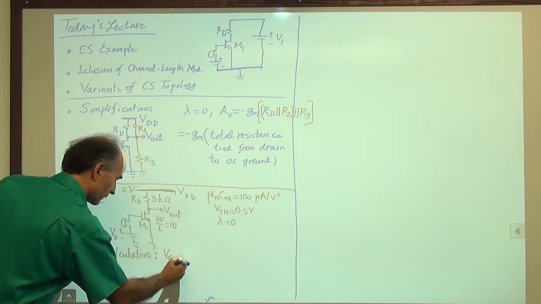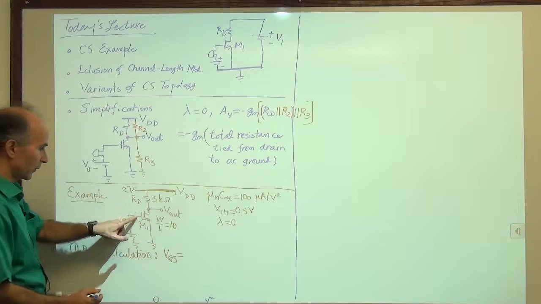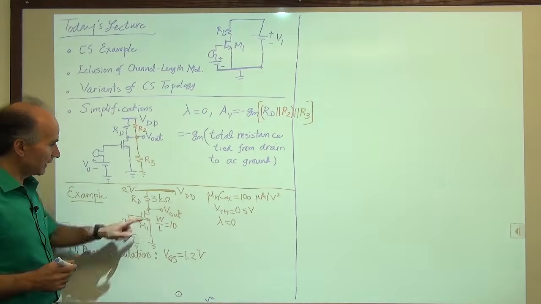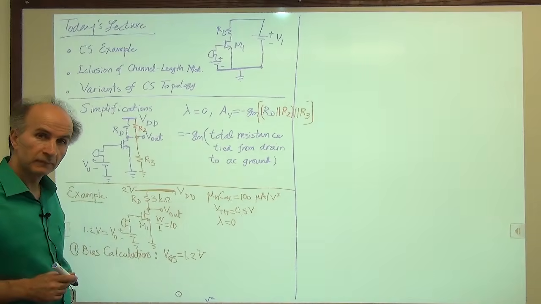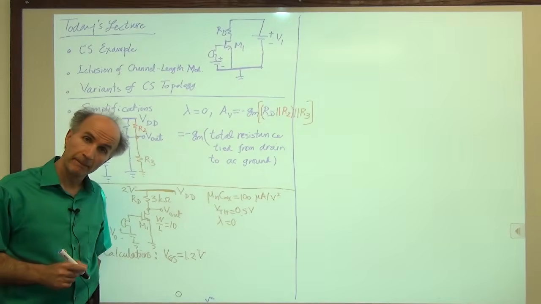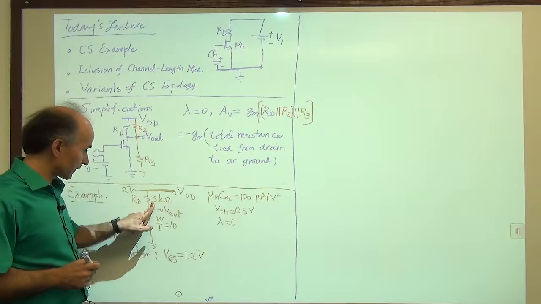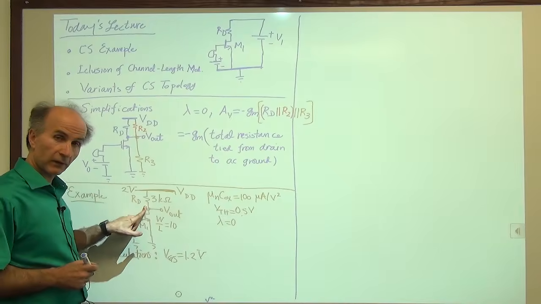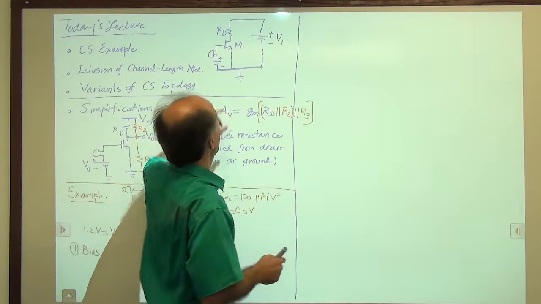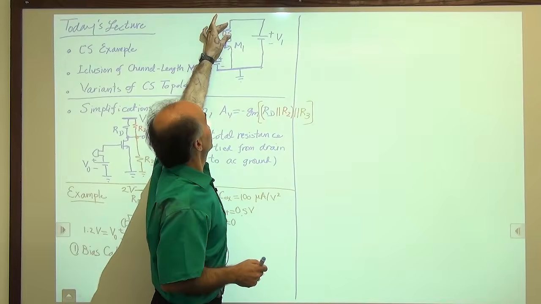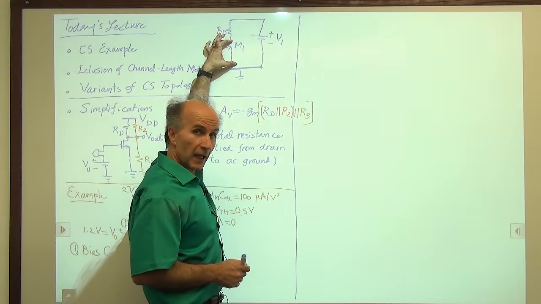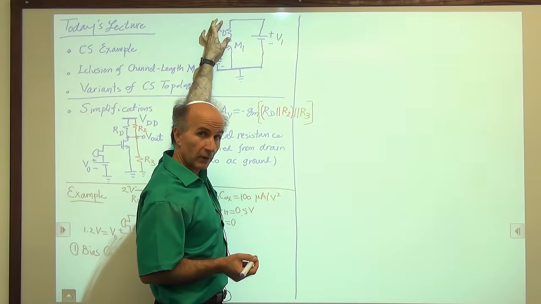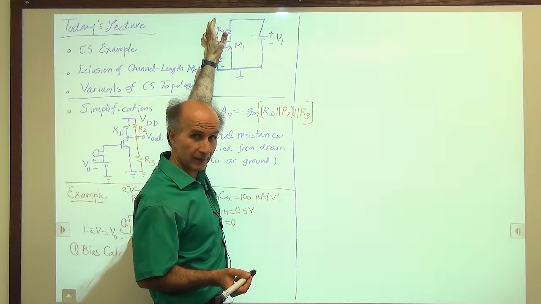Well, we know that VGS in the absence of a signal is 1.2 volts. So that's good. How much is VDS? Well, we don't know. What we know is that this resistor is 3 kilo ohms. But to determine this voltage, I need to know the voltage drop across the resistor. If you remember last time we wrote a KVL, we said this voltage is equal to this voltage plus this voltage. So to find VDS, I need to know the voltage across the resistor. But the voltage across the resistor is determined by the bias current, and I don't have the current yet. So what do I do?